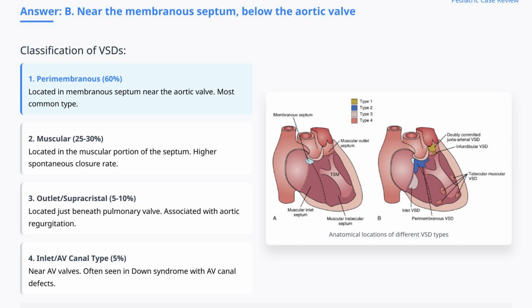Paramembranous VSDs are located near the membranous septum, below the aortic valve. This is the most common type of VSD, accounting for approximately 60% of all cases. The membranous septum is a thin, fibrous portion of the interventricular septum located in the outflow region of the heart. The other types include muscular VSDs, which are located entirely within the muscular portion of the interventricular septum, outlet or supracrystal VSDs, which are located just beneath the pulmonary valve, and inlet VSDs, which are located in the inlet portion of the septum adjacent to the atrioventricular valves. Understanding the location is important as it influences the likelihood of spontaneous closure, potential complications, and the surgical approach if intervention is needed.